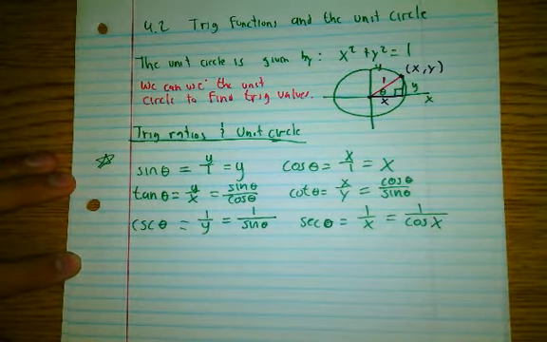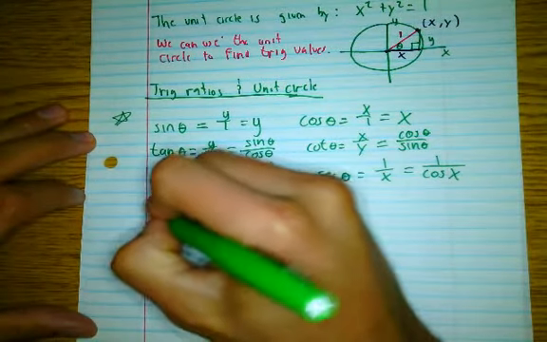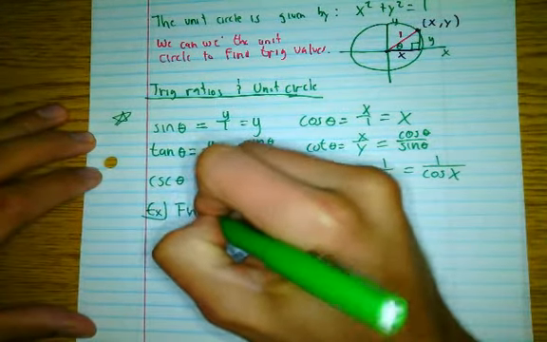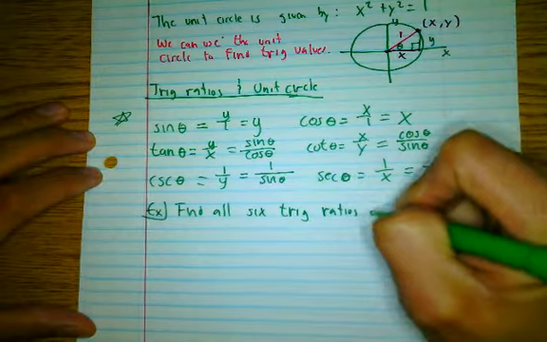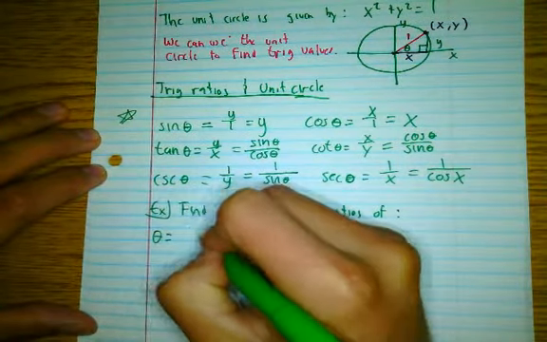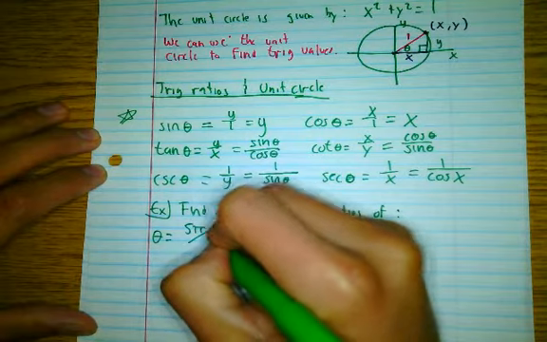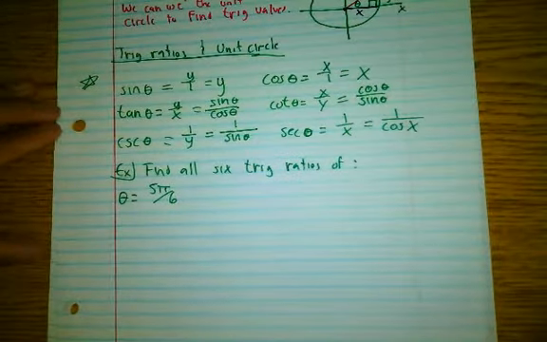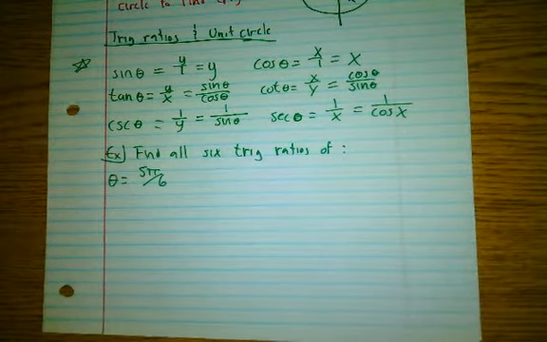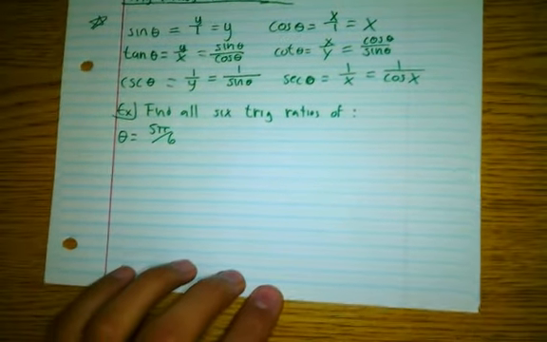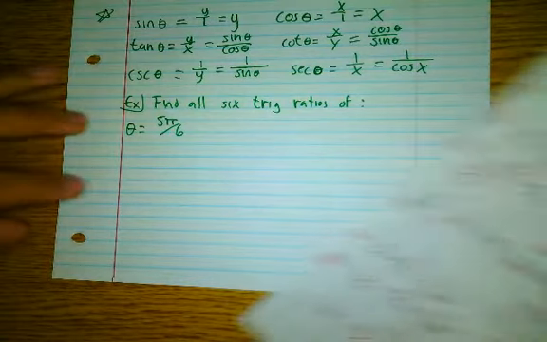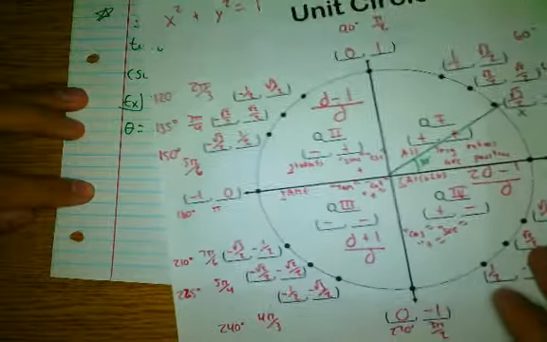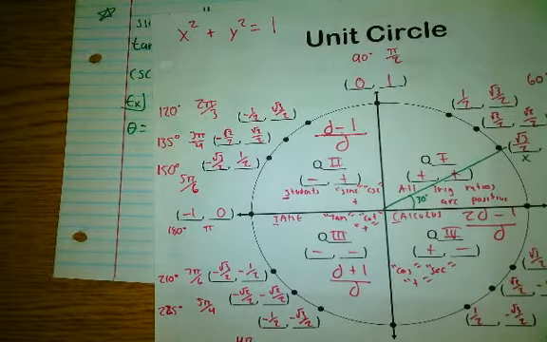Okay? So, let's start out with an example. I can say find all 6 trig ratios of theta equals, I don't know, 5 pi over 6. Now, today, you don't know your unit circle yet, so you're going to be using it to answer these questions. But eventually, you're going to be able to answer these questions without using your unit circle or having it next to you. You're going to have it memorized. So here's what we're going to do. 5 pi over 6 is located in quadrant 2, so I'm going to use that angle to help me out.